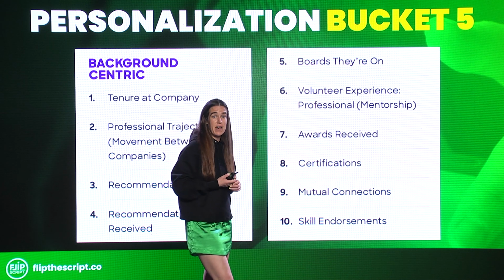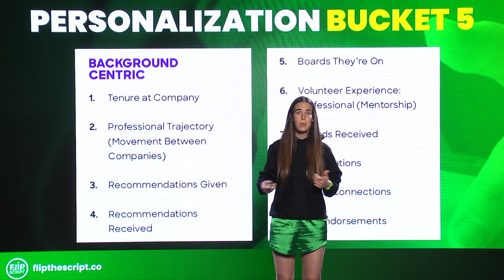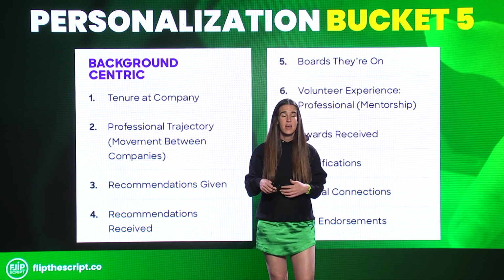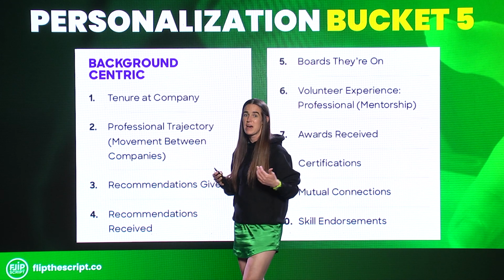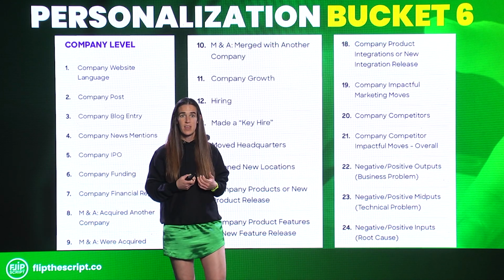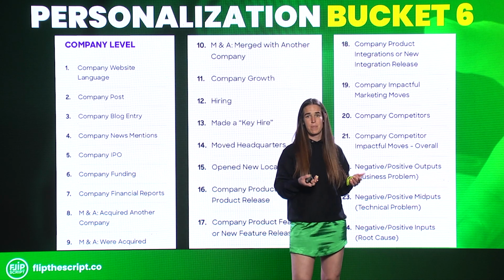Bucket 5 is background centric. So this is tenure at a company, professional trajectory between companies, recommendations they've given or received, etc. But this is going to be things about their background that are professional. And then bucket 6 is going to be company level. So anything specific to their company.